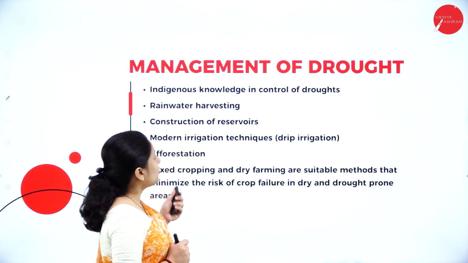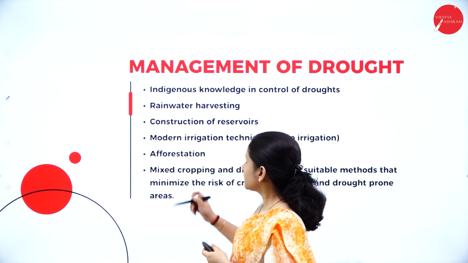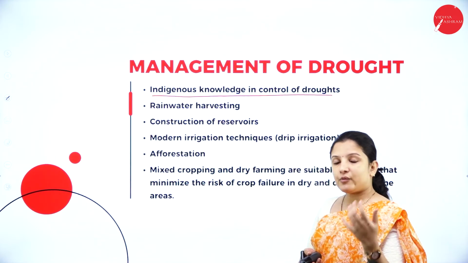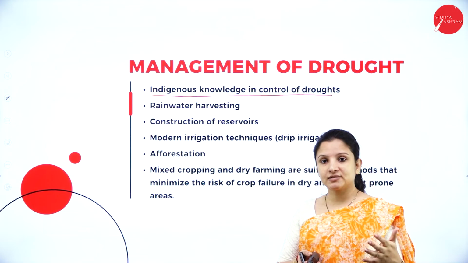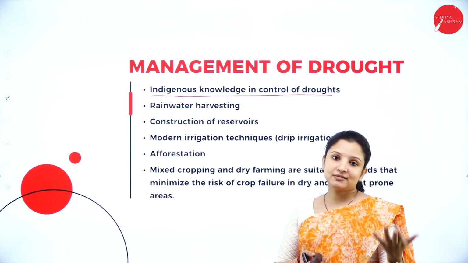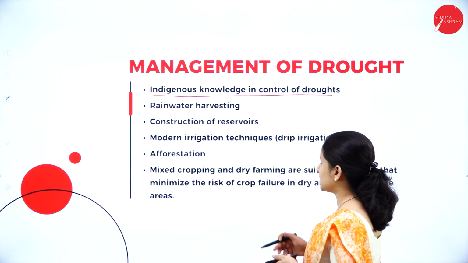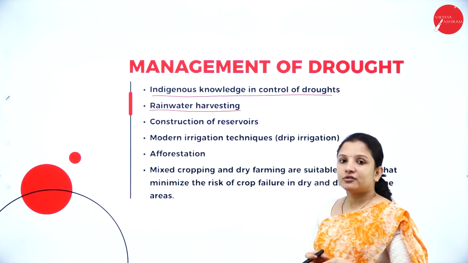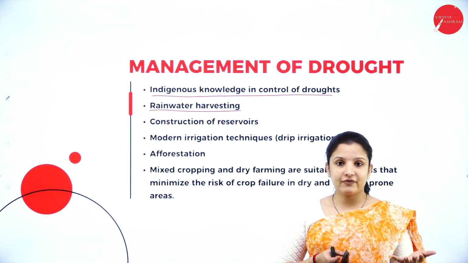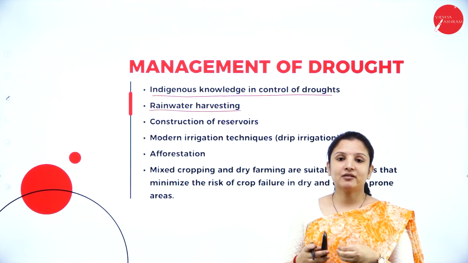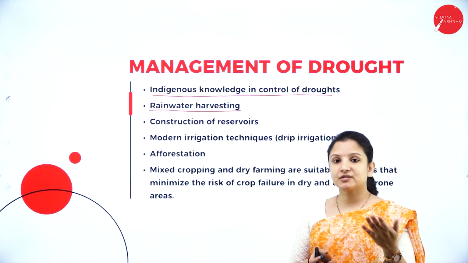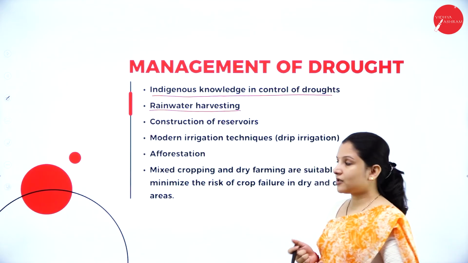Now let's see how we can manage drought. We can manage drought by using indigenous knowledge in the control of droughts. We have to provide education at the primary level itself, so that children will understand and learn the importance of water and how we can save water, therefore preventing drought conditions. Next is rainwater harvesting. Rain falls on house roofs and all that, right? That goes to waste. Instead, these houses can collect the rainwater and use it for cooking, domestic purposes and all that. So by rainwater harvesting also, droughts can be prevented.